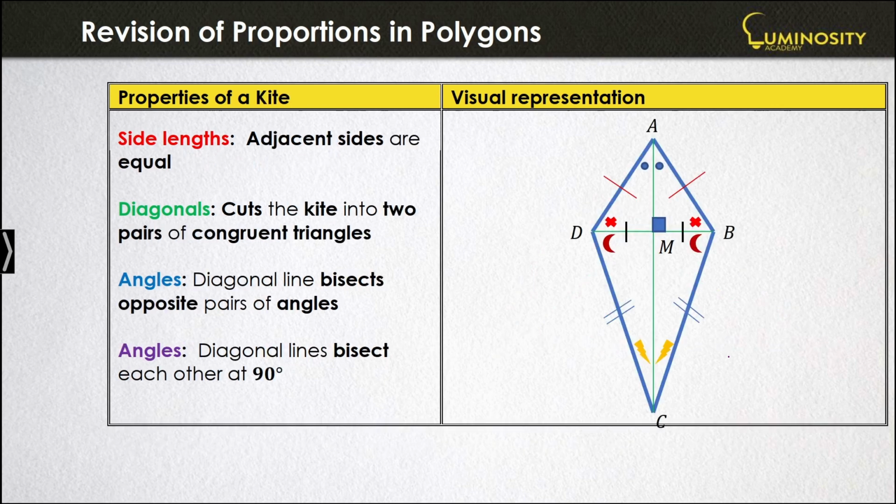And then lastly we have the kite, where adjacent sides are equal, so AD and AB are equal in length, and then DC and BC are equal in length. Also, the diagonals cut the kite into two pairs of congruent triangles as seen in the diagram, where it also bisects at 90 degrees, and the shorter section of the diagonal is cut into equal pieces.